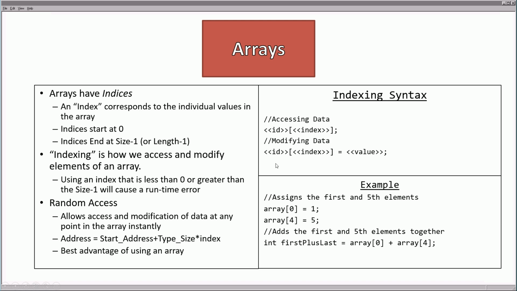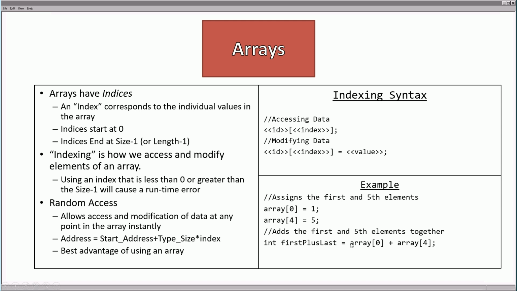Now, if we need to modify a value, we use the array's identifier, the square brackets, then the index, and assign it to some sort of value. In our example over here, this is the first element of that array, and we assign it the value of 1. This is the last element of the array, and we assign it the value 5. But notice, this is the first and the fifth elements. As we always start at index 0, the fifth element is at index 4.